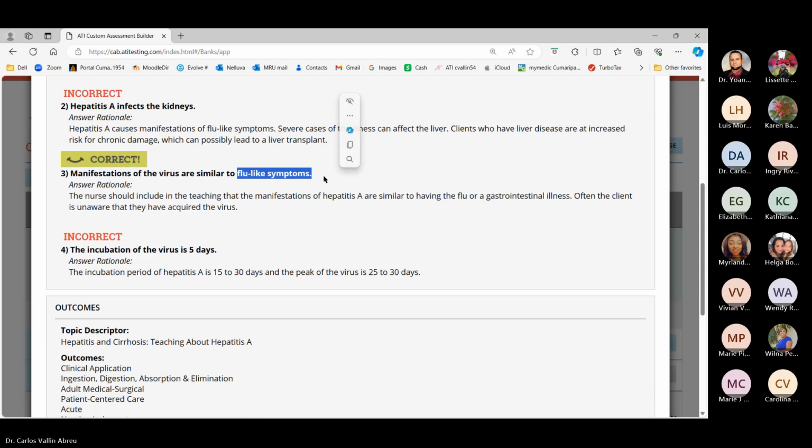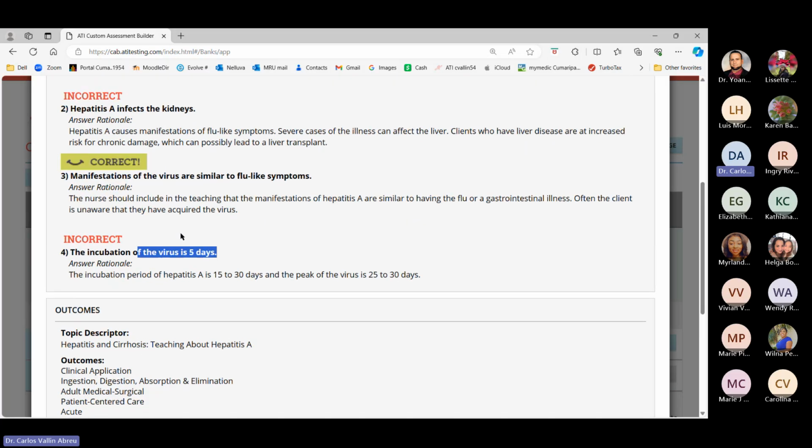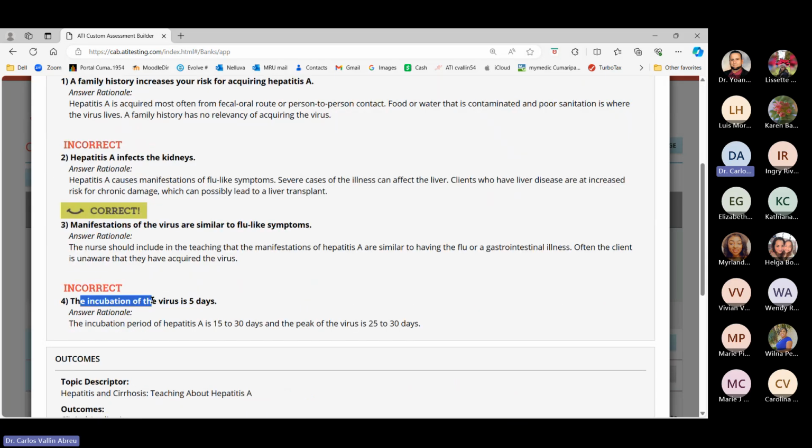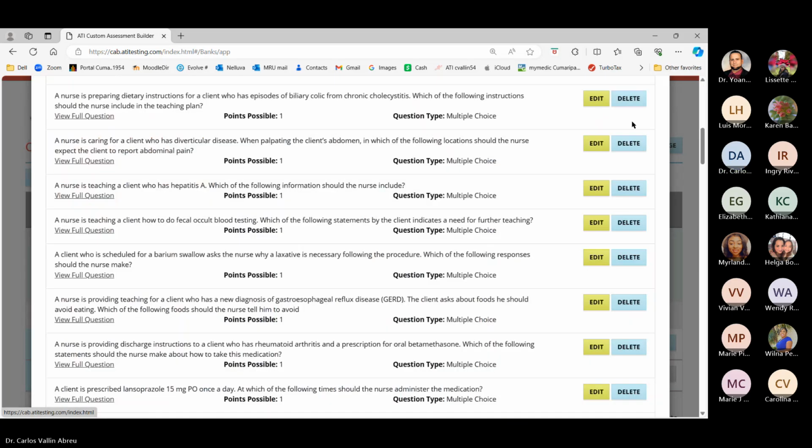It is true. The incubation of the virus is 5 days. No, the incubation of the virus for hepatitis A is 30 up to 45 days. And for hepatitis B it can be even 3 to 6 months. It's a very long incubation period, and during the incubation period the client is infective. 5 days is too little.